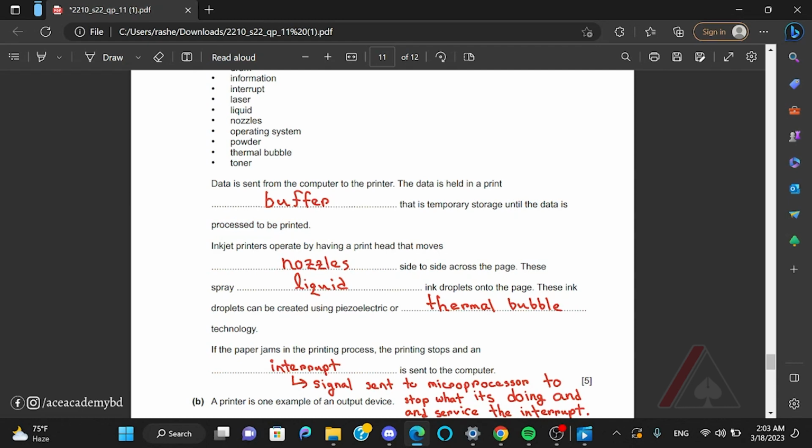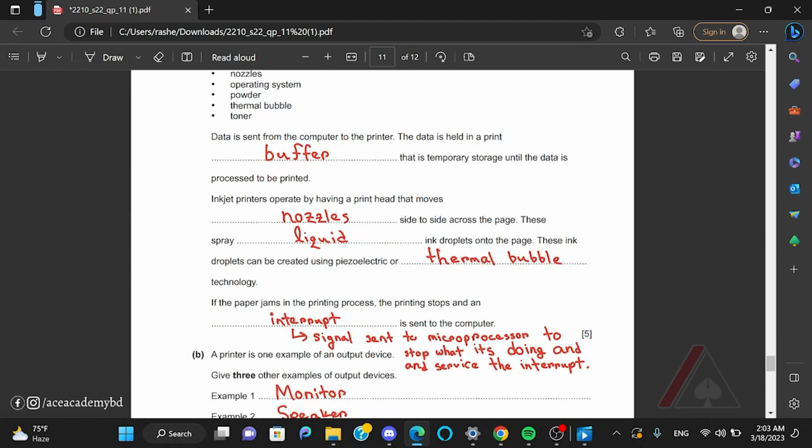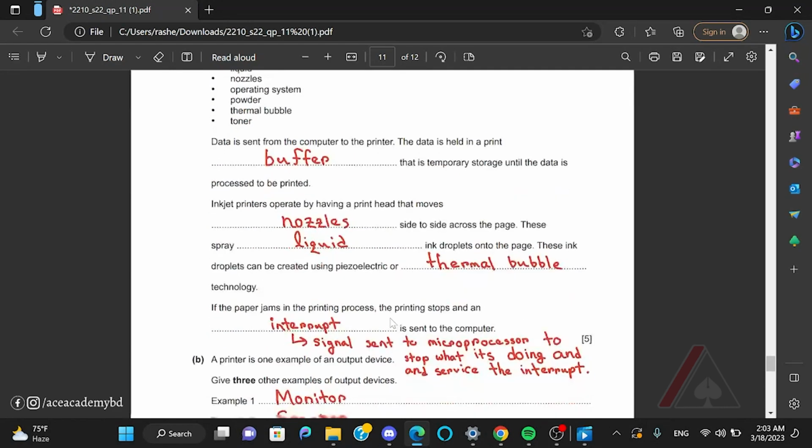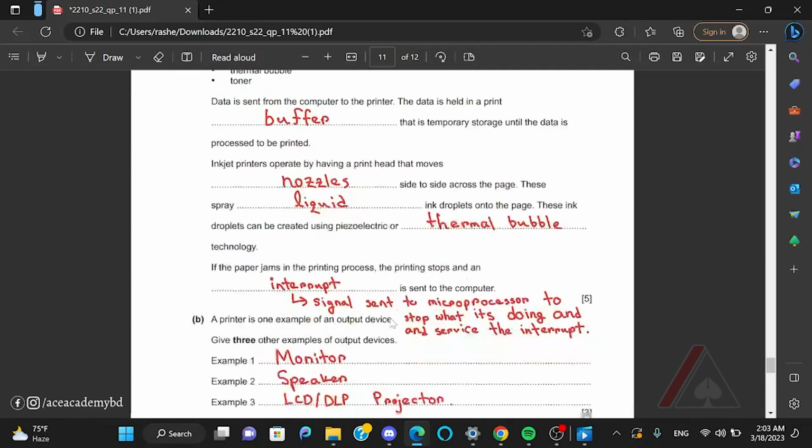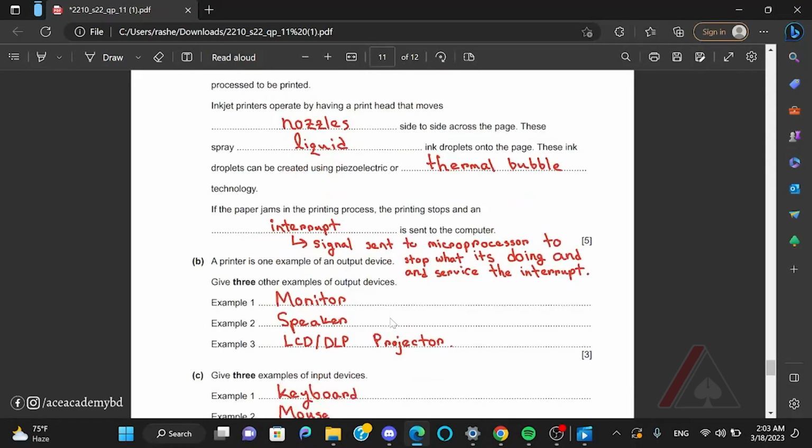Now, inkjet printers operate by having a print head with nozzles that moves side to side across the page. These spray liquid ink droplets onto the page. These ink droplets can be created using piezoelectric or thermal bubble technology. Now, if the paper jams in the printing process, the printing stops and an interrupt is sent to the computer. An interrupt is essentially a signal which is sent to the microprocessor to stop what it is doing so that it can service the interrupt. This is important whenever the printer requires more pages or another set of data to print, right?